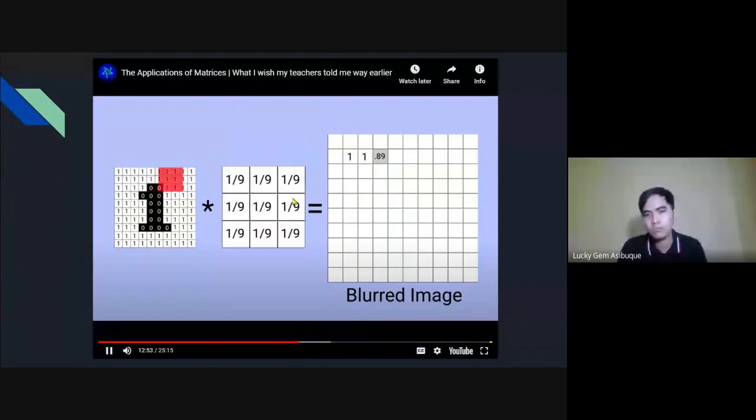After sweeping across the image, and guys, so may nahagip siya na, pag may nahagip siya na kulay black, syempre i-scale din niya yon. At dahil nga minumultiply ito sa 1/9, liliit yung value niya. Kaya yan naging 0.89.